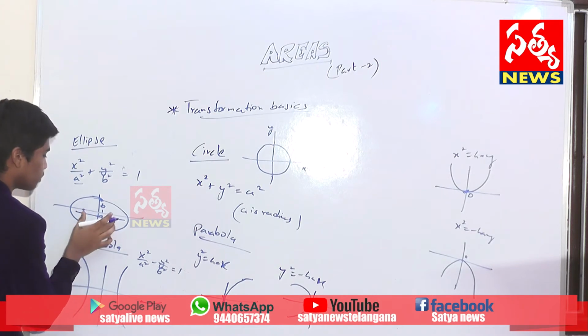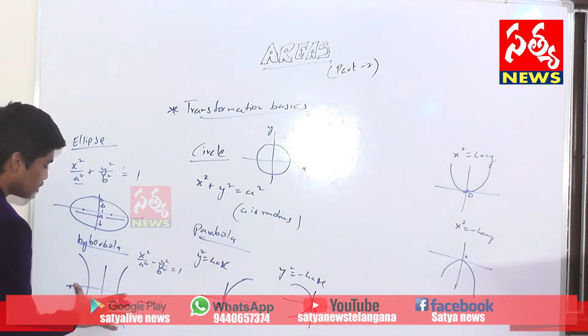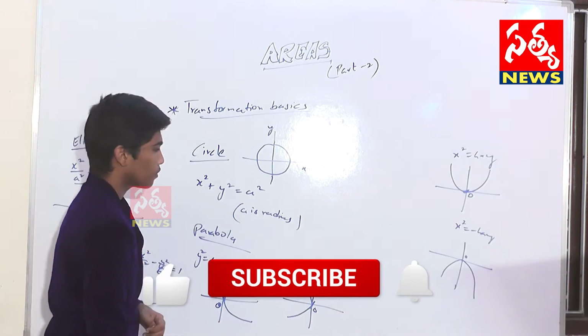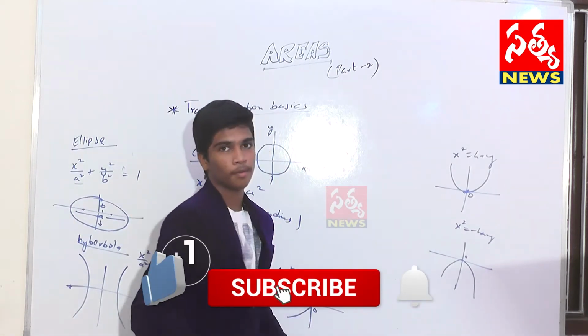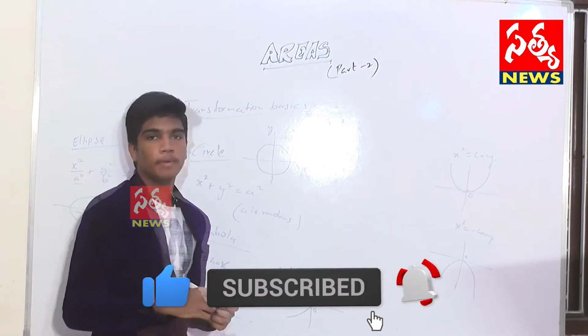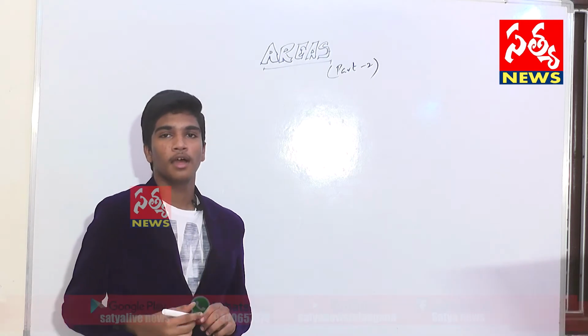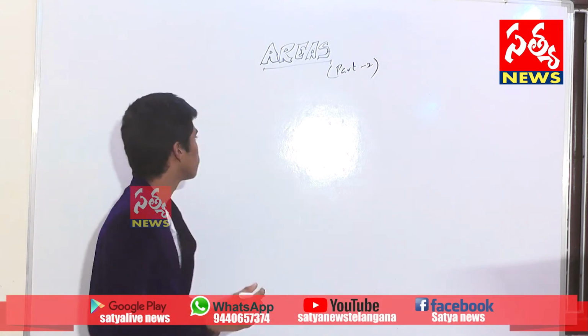There exist two focus in ellipse, two focus in hyperbola, and one focus in all parabolas. By this we are done with the concept, and let's discuss some problems.